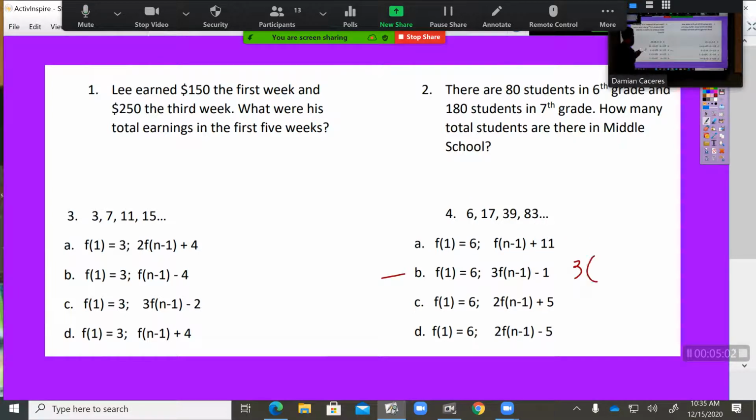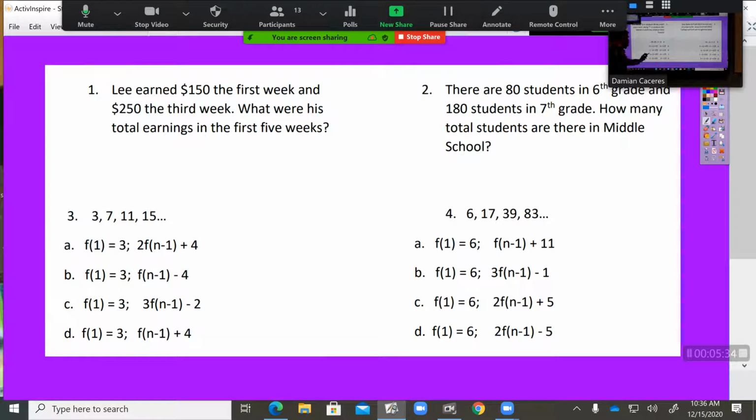It says 3 times f of n minus 1 minus 1. Remember, you're plugging in the numbers right here. So 3 times 6 is 18. 18 minus 1 equals 17. We got the first number right, but now we have to plug in the 17 here. 3 times 17 minus 1 would be 50. Is 50 the next number after 17? No. So the answer cannot be B either.